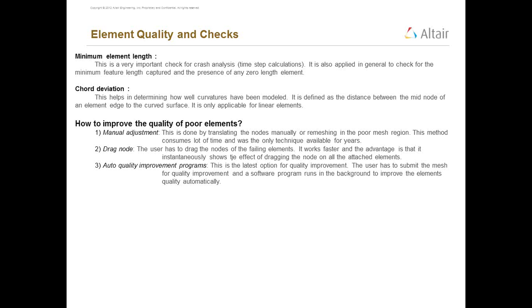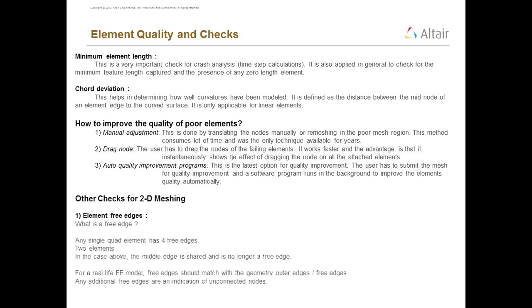Auto quality improvement programs. This is the latest option for quality improvement. The user has to submit the mesh for quality improvement, and a software program runs in the background to improve the element quality automatically. So these are the different options available in HyperWorks to improve the quality of poor elements. Then some other checks for 2D meshing is element free edges.